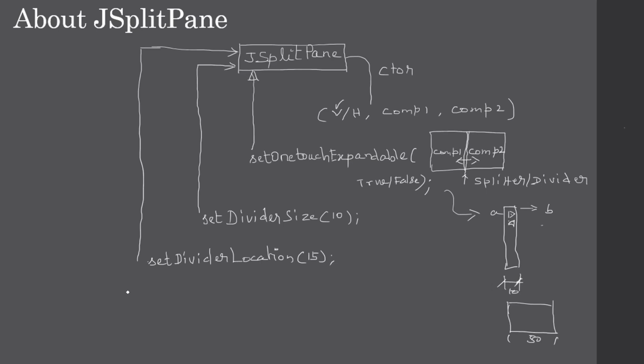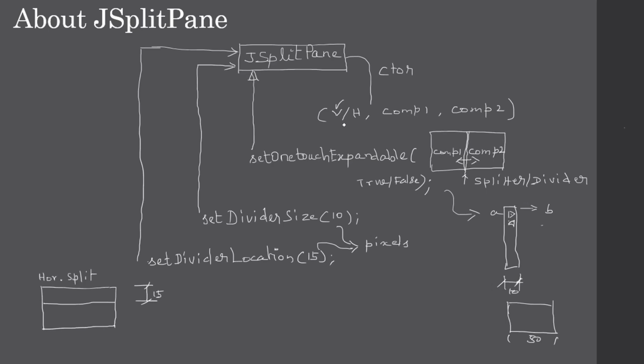Next comes divider location. This function also expects an integer. Here in this example, we provided setDividerLocation as 15. Here 15 is also represented in terms of pixels. Both these functions, whatever you provide, that number is treated as pixels. Let's say we have a horizontal split. The location is decided by the pixel value 15.